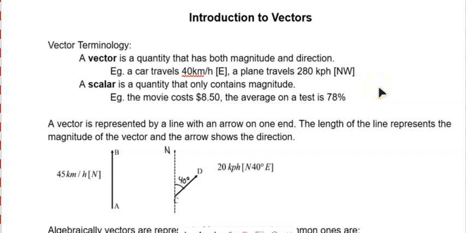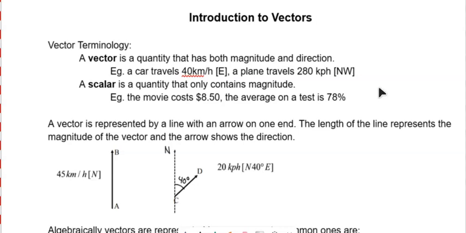Introduction to vectors. First off, let's start with some important vector terminology. A vector is a quantity that has both magnitude and direction. For example, a car travels at 40 kilometers an hour east, or a plane travels at 280 kilometers per hour northwest. A scalar, on the other hand, is a quantity that only contains the magnitude. So like the movie cost $8.50, or the average on a test was 78%.